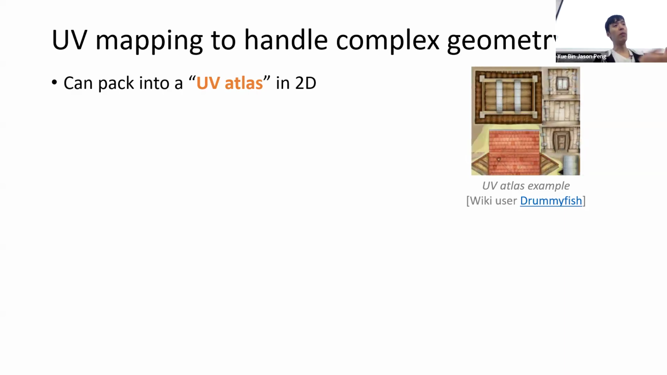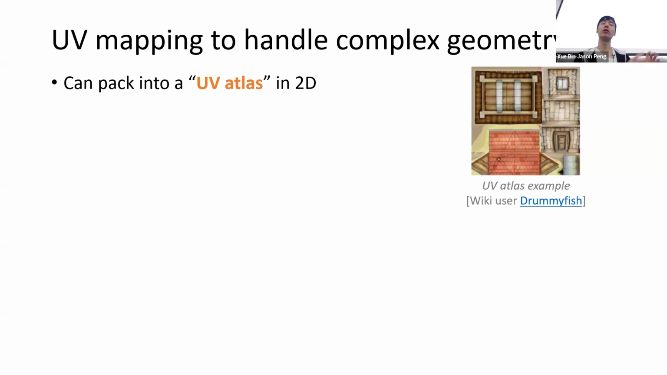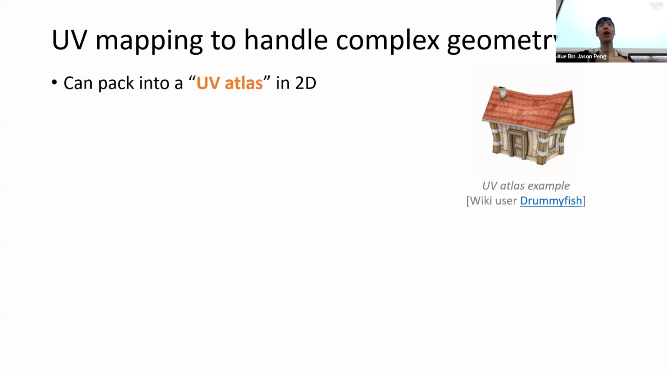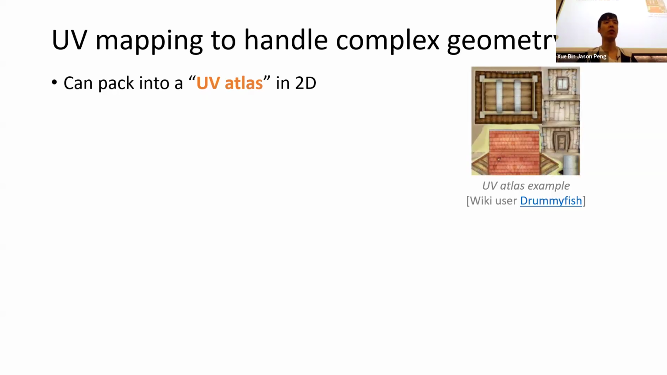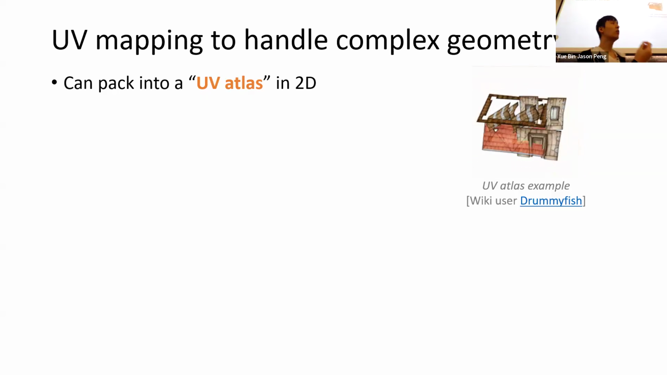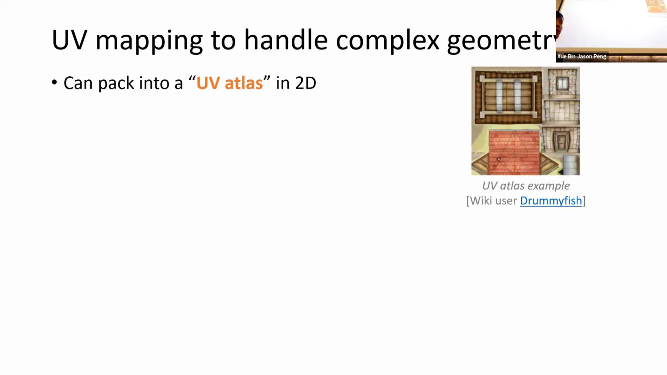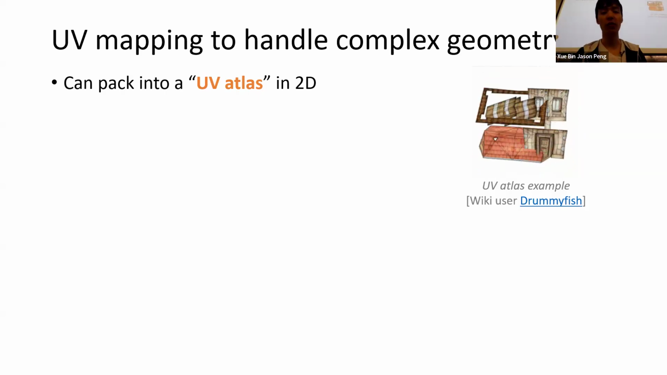So we can cut the mesh up into little pieces, flatten each one of those pieces, and then we can pack them into what's referred to as a UV atlas, which is just taking all the different flattened pieces of the mesh and packing them into one 2D texture. And we can then use the coordinates of every vertex on this flattened 2D texture to look up colors from the 2D texture that we should assign to each one of the vertices.